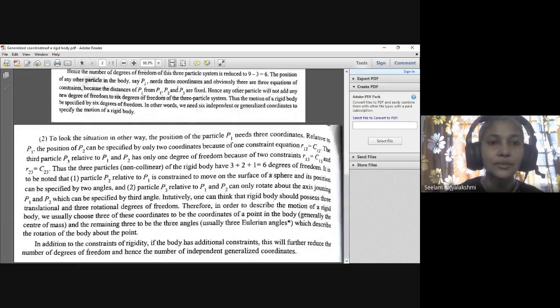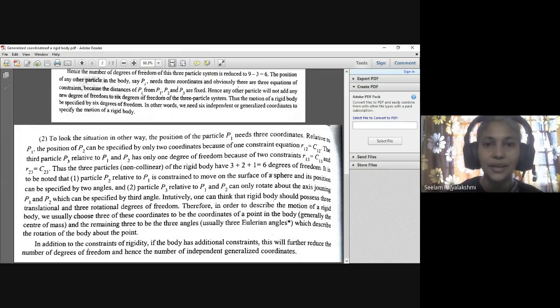So next, to look at the situation in another way, the position of the particle P1 needs three coordinates. We consider coordinates relative to P1, so we need three coordinates x1, y1, z1 here. And relative to P1, the position of P2 can be specified by only two coordinates because of one constraint equation, R12 equals C12. So the third particle P3 relative to P1 and P2 has only 1 degree of freedom because of the two constraints we have, R13 equals C13 and R23 equals C23.